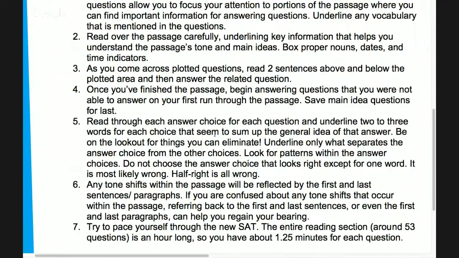4. Once you finish the passage, begin answering questions that you were not able to answer in your first run through the passage. Save main idea questions for last. Basically what this is trying to say is, main idea questions, well, you're going to have to read the whole passage and pick the main ideas. After going through all the other questions, you should have read through the passage, reread several parts of it, and it should be a lot easier to choose the right answer.